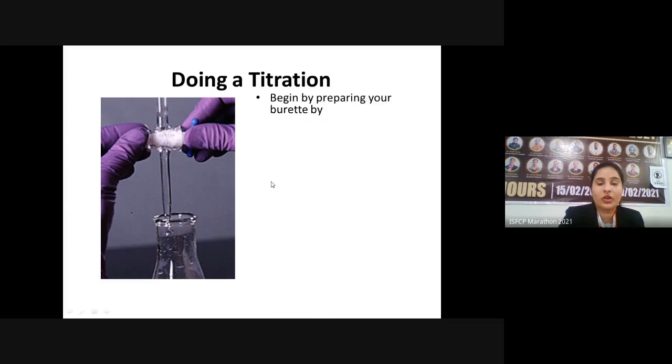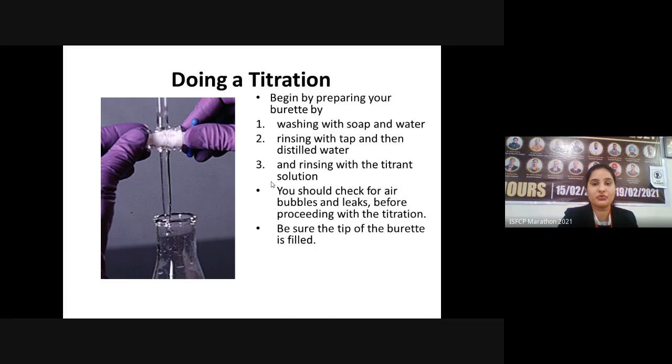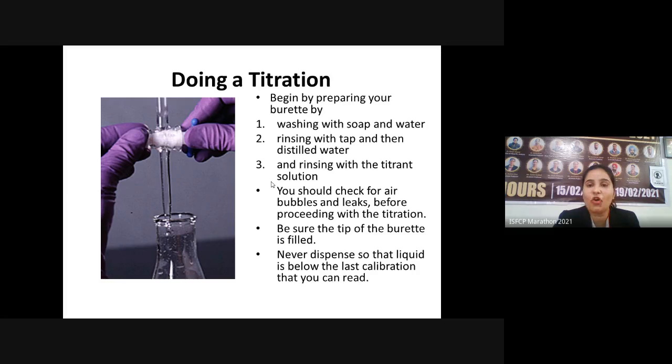While doing titration, certain points have to be kept in mind. Now we will be discussing the procedure of titration. Firstly, while performing titration, we should always clean our glassware. First of all, the burette should be cleaned, should be washed with water. It should be rinsed. Also, the tap of the burette should be rinsed with distilled water.